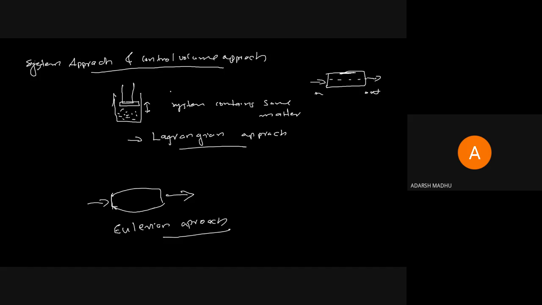So these are the two types of approach in our study: system approach and control volume approach. The first one is the system approach, where matter remains the same for a particular process and is not leaving the system. Where matter is leaving from inside to outside, we call it the control volume approach or Eulerian approach. An example is a jet engine, where matter is coming in and leaving. So these are the two types of approach.